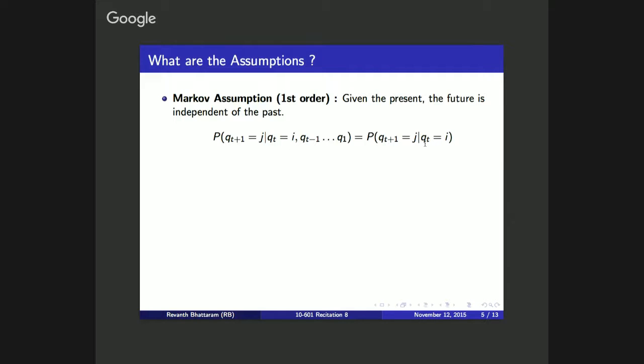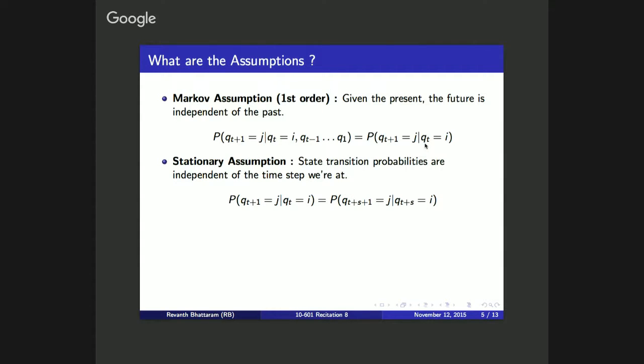You could generalize it so that the probability that I will be in state J in the next time step could depend on the previous K states. That's going to be a K order Markov assumption, as in, we will only consider the K most recent states in memory as important to determine where I'm going to end up next. So that's the first assumption.